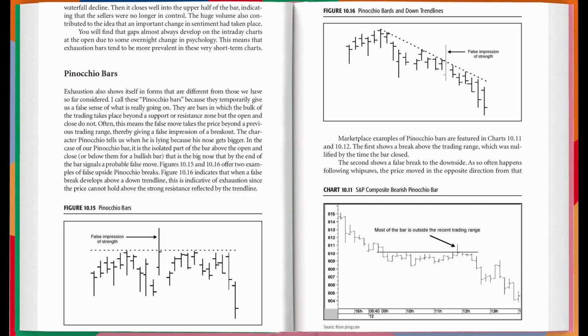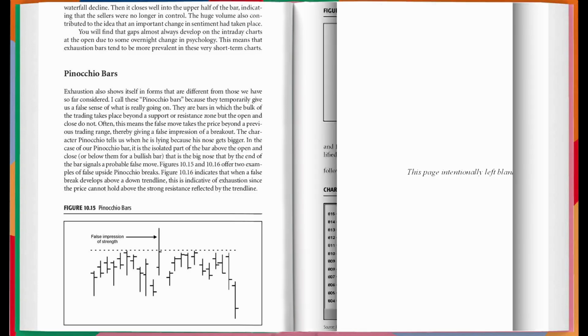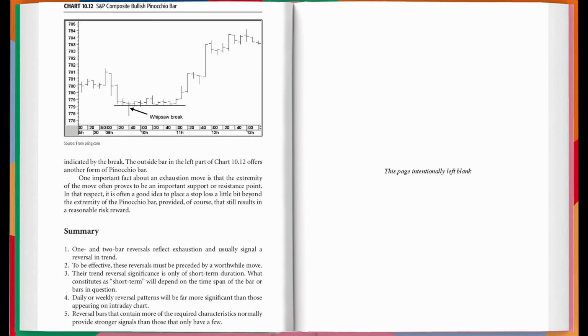Marketplace examples of Pinocchio bars are featured in charts 10.11 and 10.12. The first shows a break above the trading range, which was nullified by the time the bar closed. The second shows a false break to the downside. As so often happens following whipsaws, the price moved in the opposite direction from that indicated by the break. The outside bar in the left part of chart 10.12 offers another form of Pinocchio bar.